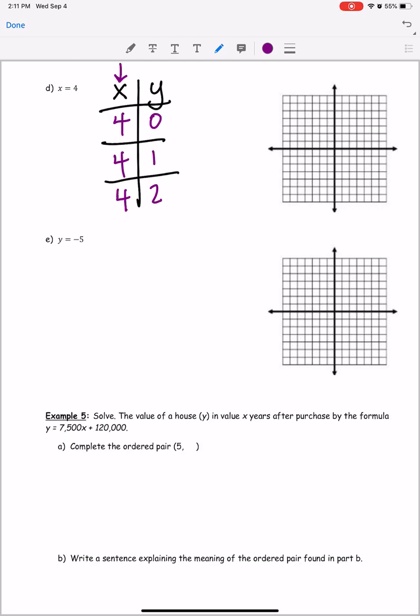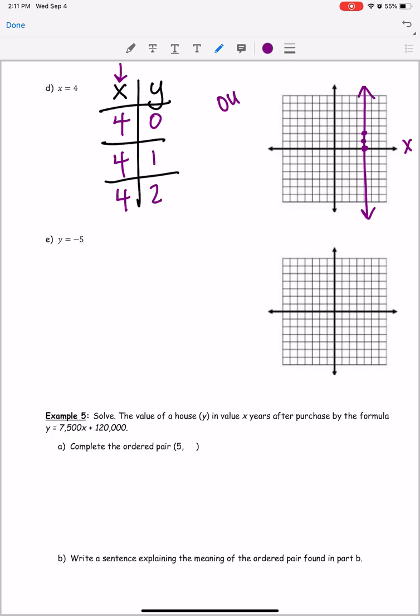So now just plot these points. So 4, 0, we're going 4 over, 0 up or down. So 1, 2, 3 from the origin. 1, 2, 1, 2, 3, 4. 4, 1 means we're going 4 over, 1 up. And 4, 2, 4 over, 2 up. Here is my line. So when you get x equals a number, it's a vertical line. Okay, and it's right here on that x-axis where x is 4.